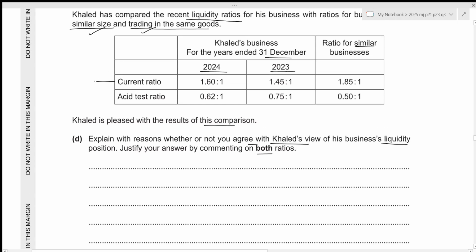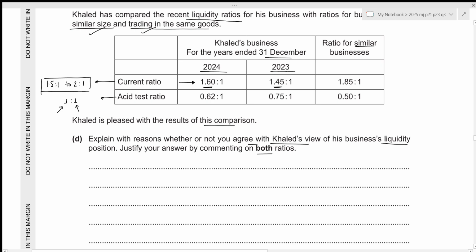For current ratio, the ideal value would be between 1.5 to 1 and 2 to 1. And for acid test ratio, the ideal value would be 1 to 1, because we need to have enough liquid current assets to cover all of our current liabilities. Now let's take a look at the values. In the year 2023, the current ratio was 1.45. It has increased to 1.6. And if we compare it to another business, it's a bit lower, but still we're on the safer side because the value that we require is higher than 1.5. And that is achieved in the year 2024.